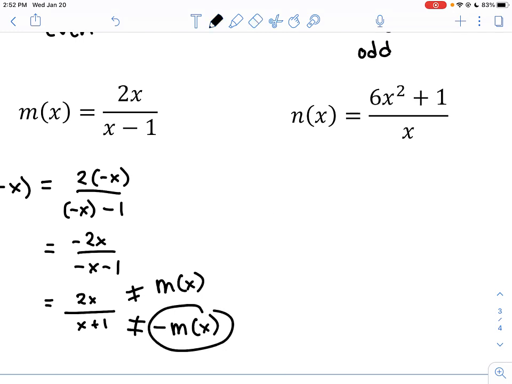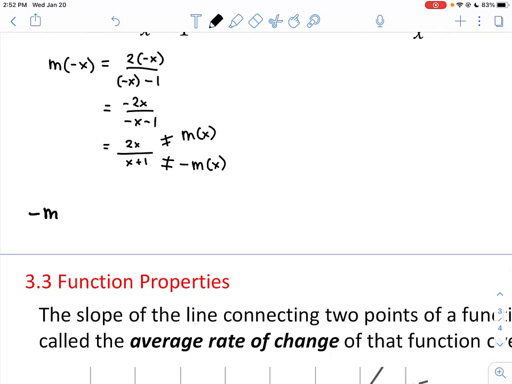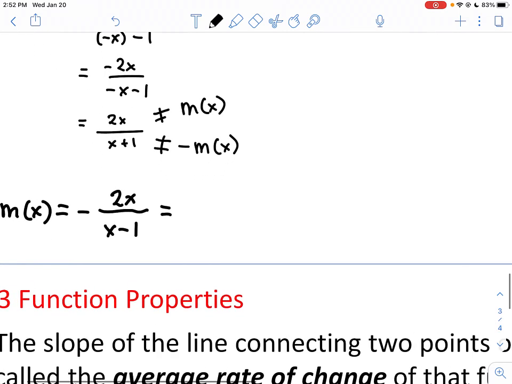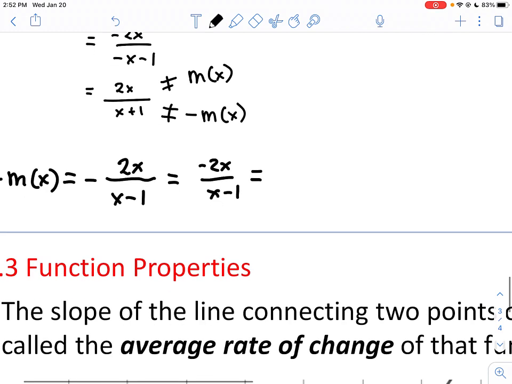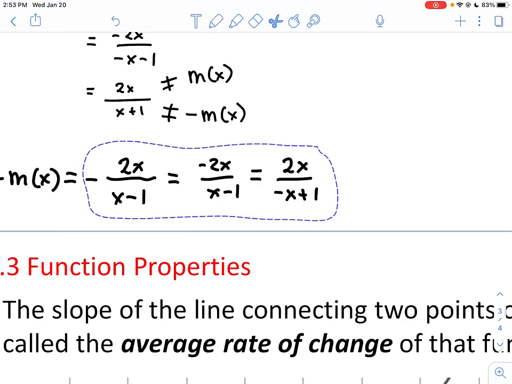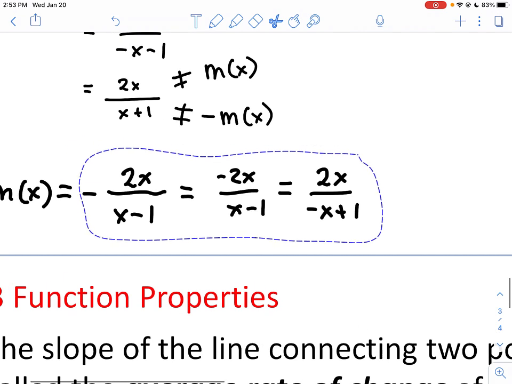So if you're considering, hey, what does the negative of m of x look like? Well, we'll put a negative in front of this fraction and commit it to the top or the bottom. Negative m of x will look like the following. A negative in front of a fraction, and it's 2x over x minus 1. And then from there, you can choose to commit the negative to the top. So you could say -2x over x minus 1. Or you can choose to commit it to the denominator. So if you commit the negative here to the denominator and distribute it, it'll look like -x plus 1. So these are the three ways that negative m of x might look like.